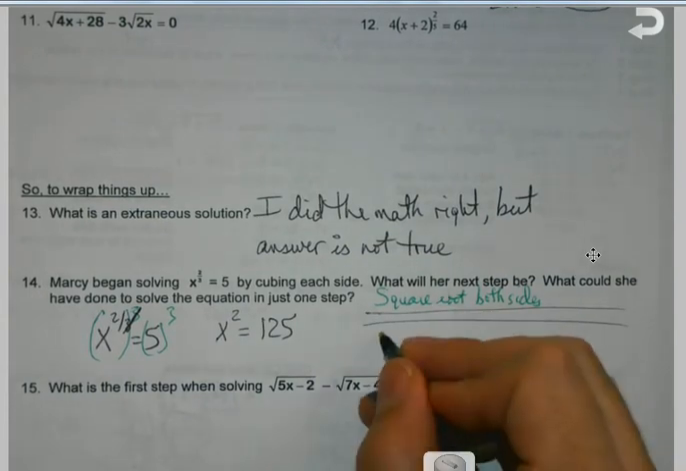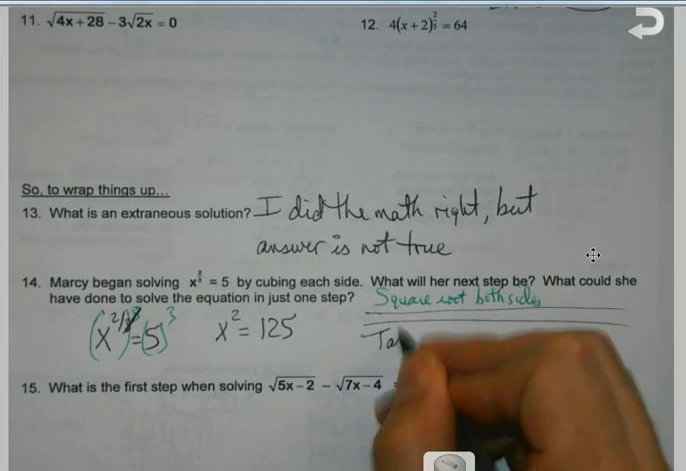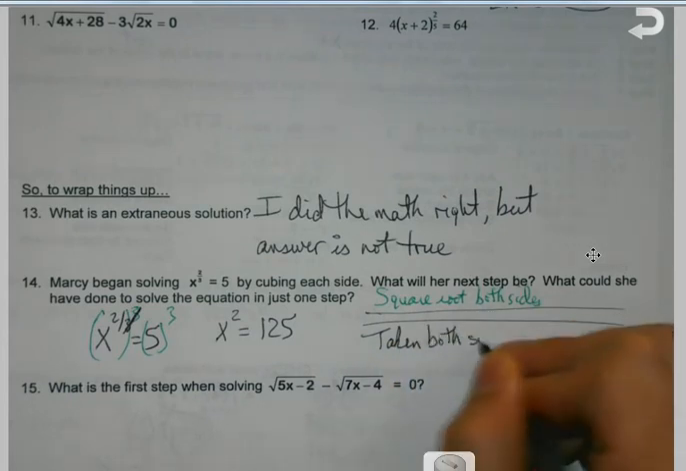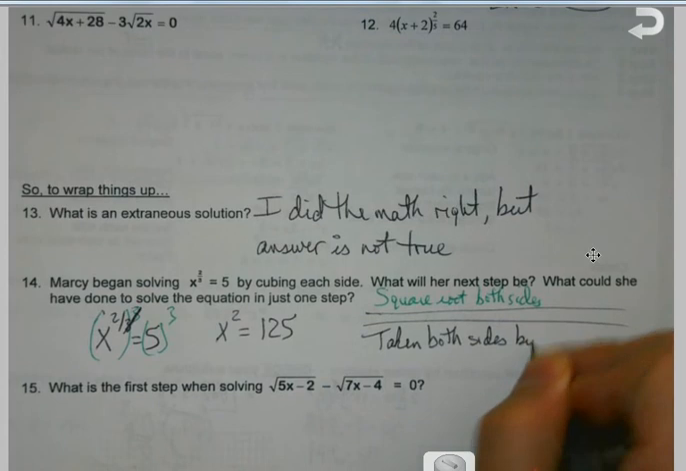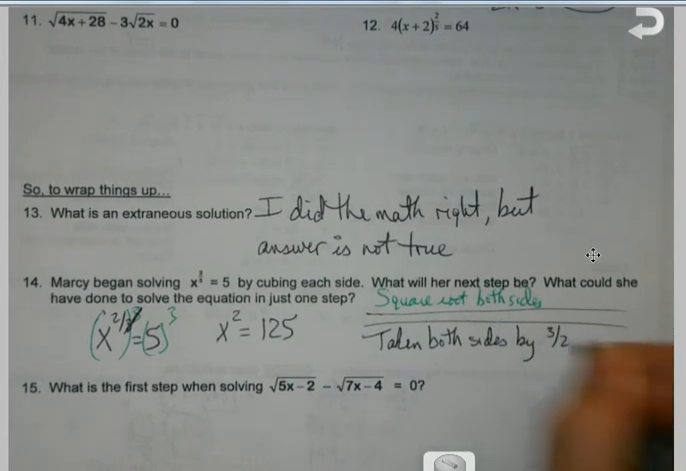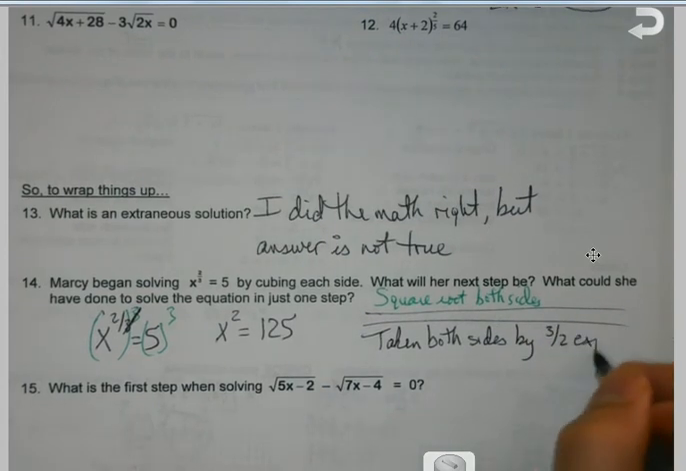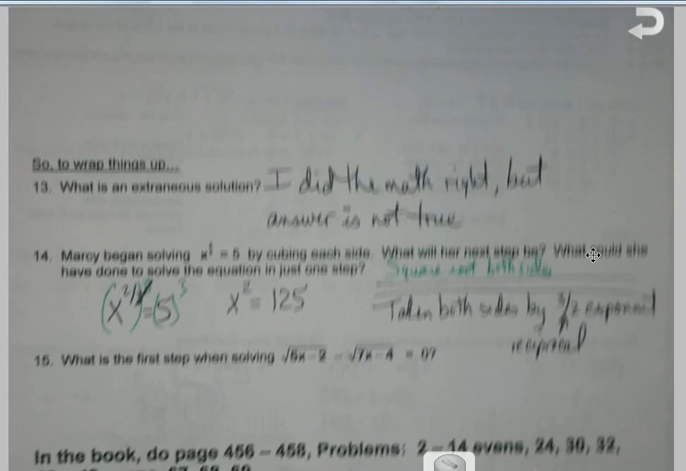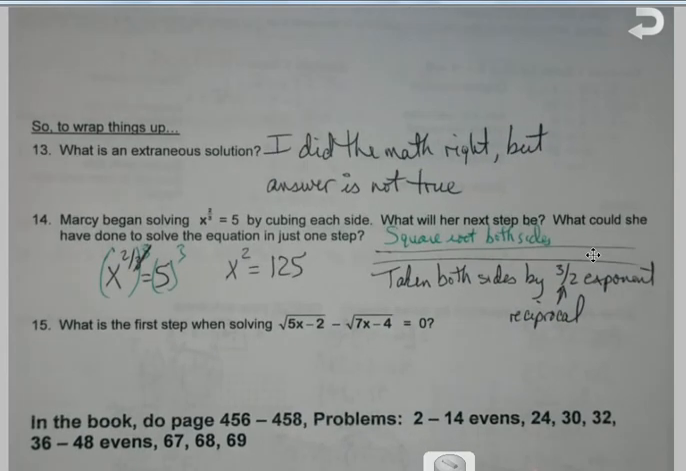Yeah, she could have taken both sides of the equation to the reciprocal, or the 3/2 exponent, but I like your wording better. We'll call that the reciprocal. That will get great scores on the testing for next year if you fire off with reciprocal exponent.